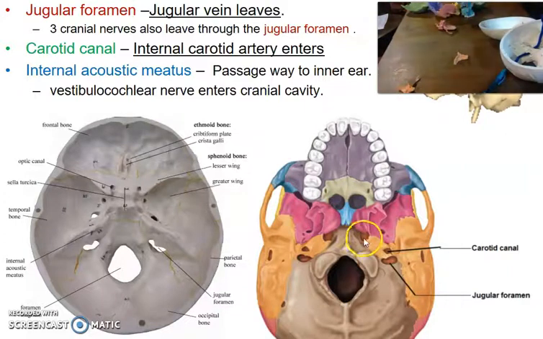And this hole right here is an evil hole. It's called the foramen lacerum. I will not teach it to you under any circumstance, so please don't learn it.